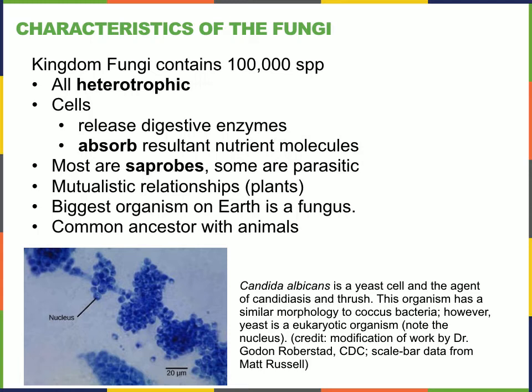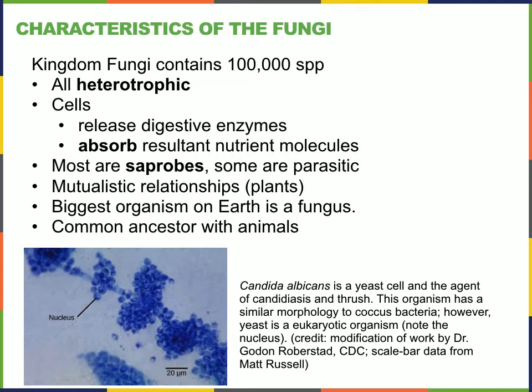There's probably millions more. They're heterotrophic, which means they don't have chlorophyll, they don't have chloroplasts. They have to get their energy from preformed food, but they have a kind of unique way of doing it. These cells release digestive enzymes, really powerful digestive enzymes, and then they absorb the resulting broken down molecules. Fungal cells have a cell wall of chitin. Some of them have flagella.